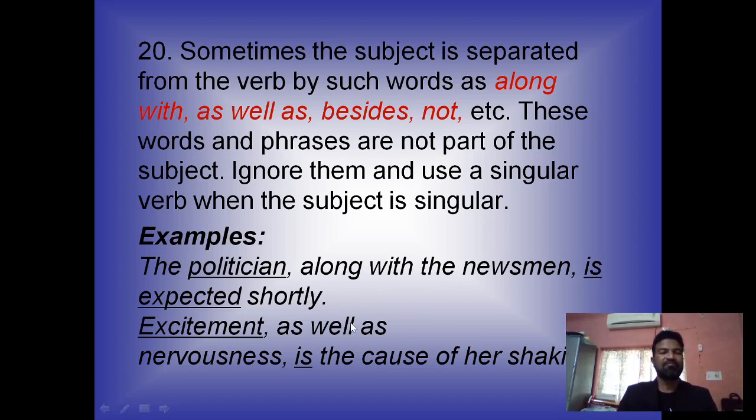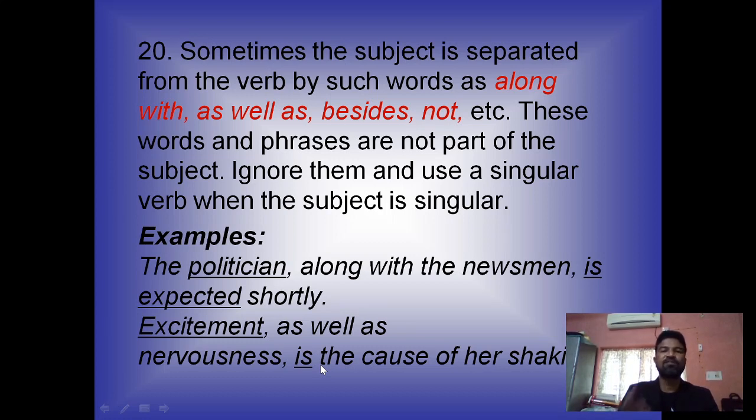Excitement as well as nervousness is the cause of her shaking. So ఇక్కడ కూడా అంటే as well as కు ముందు వచ్చేటటువంటి సబ్జెక్ట్ ని బట్టి మనకి వర్బ్ డిసైడ్ అవుతుంది. ఇక్కడ ప్లూరల్ సబ్జెక్ట్ ఉంటే ప్లూరల్ వర్బ్, సింగులర్ సబ్జెక్ట్ ఉంటే సింగులర్ వర్బ్. ఎగ్జైట్మెంట్ సింగులర్ సబ్జెక్ట్ ఉంది, therefore ఈజ్ వాడాము. Excitements అనుకో, then we could have used are. Am I clear? చాలా సింపుల్ గా ఉంటుంది ఇది.